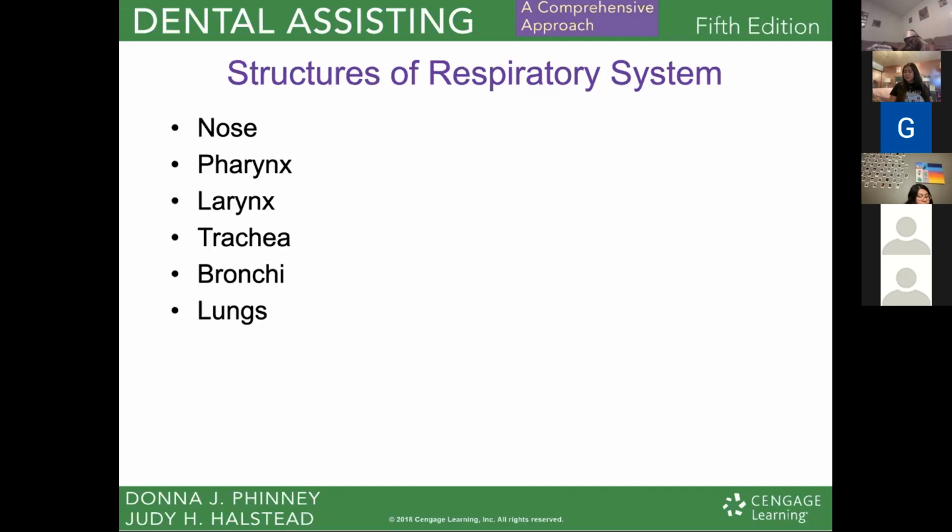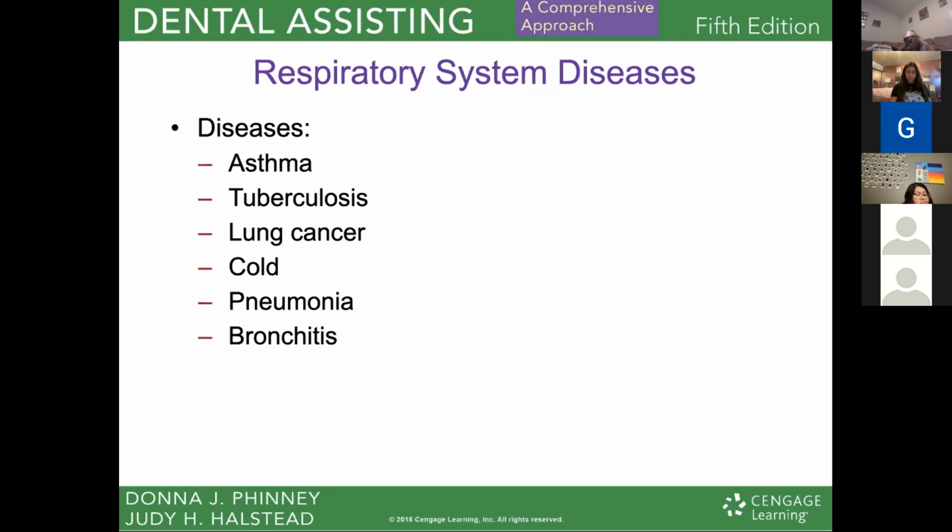So there are different structures of the respiratory system. The respiratory system is made up of the nose, the pharynx, the larynx, the trachea, the bronchi, which are inside of the lungs, and then of course the lungs themselves.